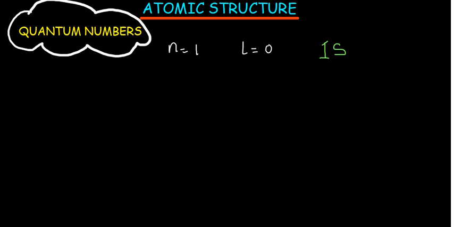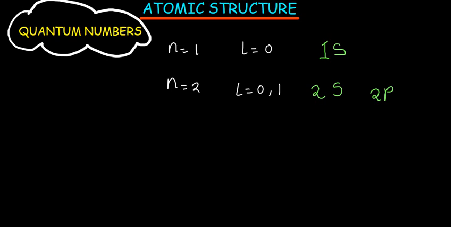Remember, the s orbital can only have two electrons, since it is coming from l equal to 0. Then when n is equal to 2, l is going to be 0 and 1. When l is 0, that is still an s orbital, but when l is 1, that is a p orbital. Because this is from the second energy level, they are called the 2s and the 2p.